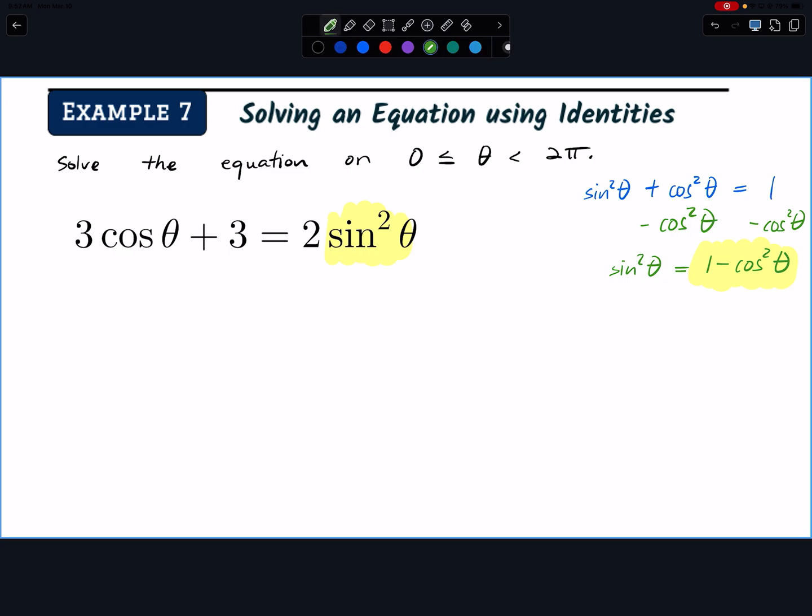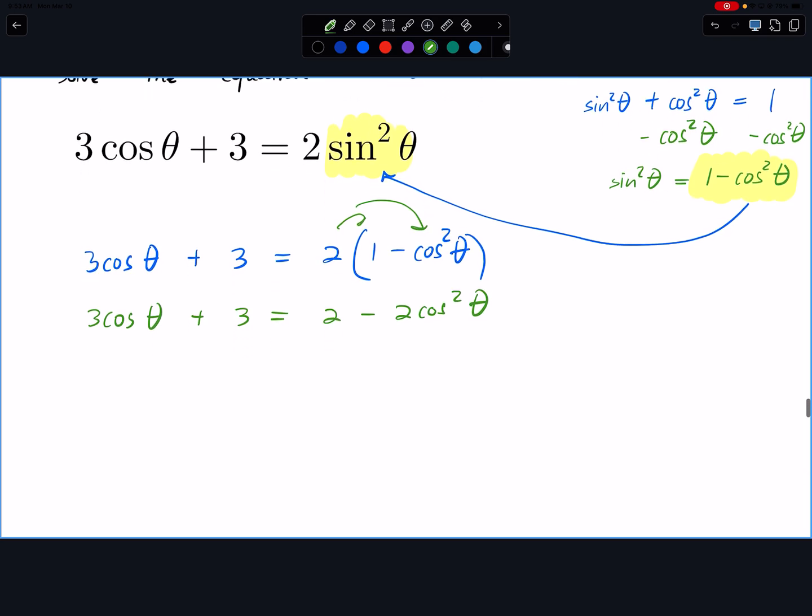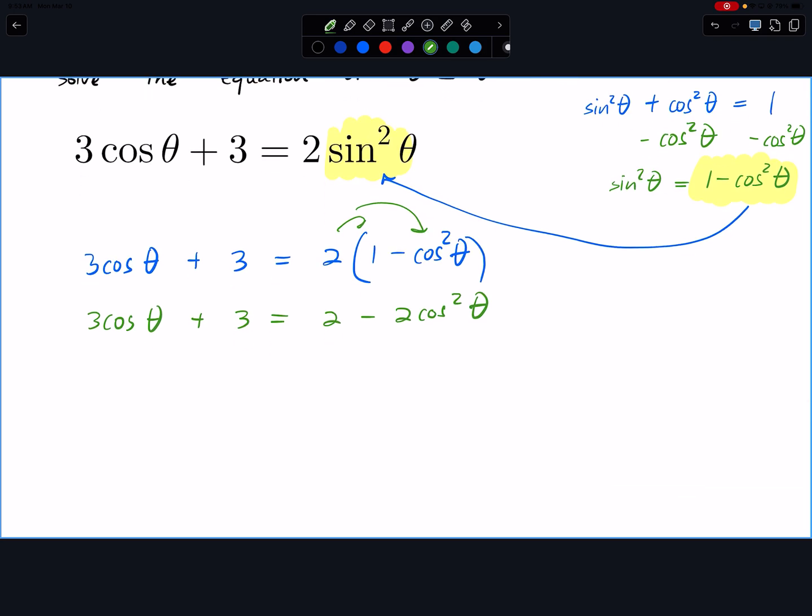Okay, so then now that we know that, we're going to plug this in to there. So 3 cosine theta plus 3 is equal to 2 times 1 minus cosine squared theta. Distribute the 2. And then now notice that my equation is just cosines, right? And that's what you want.